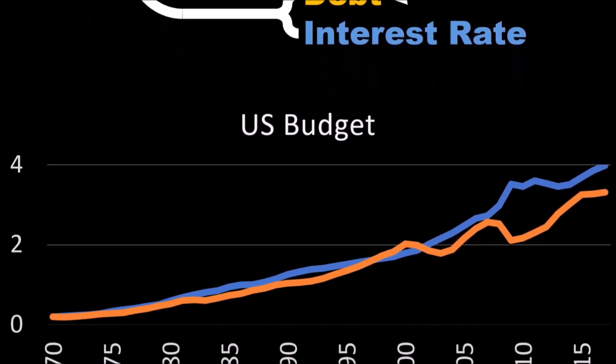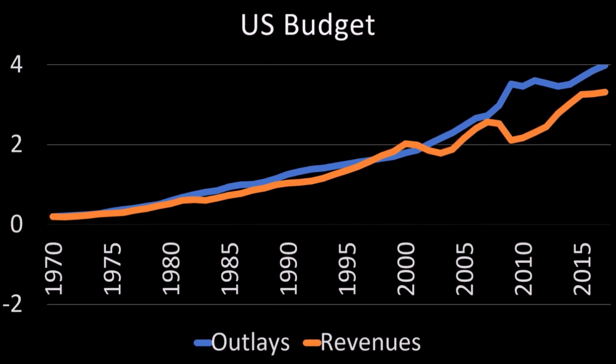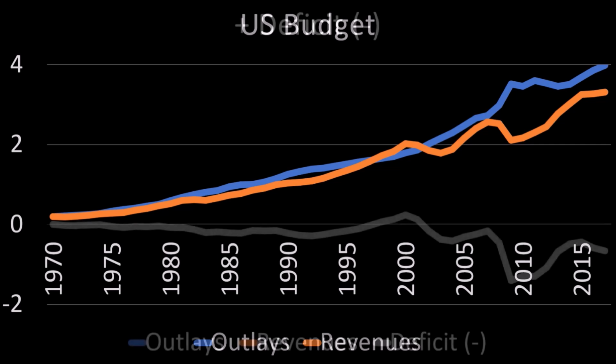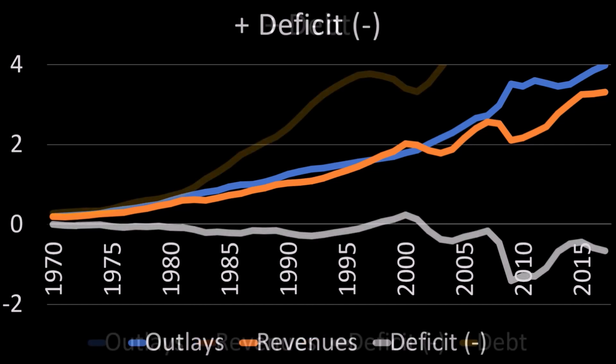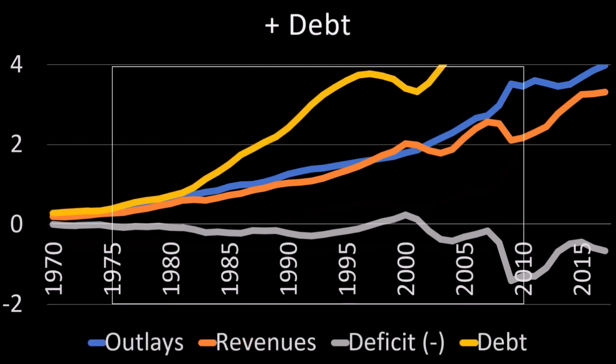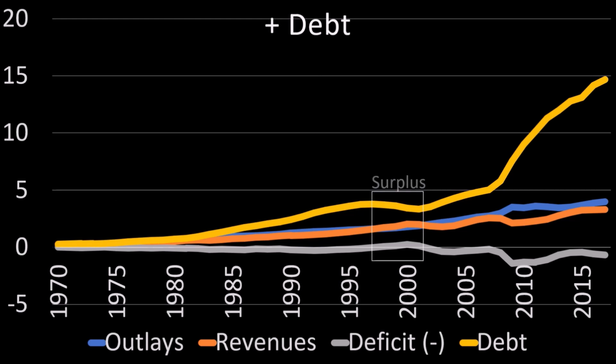Here's about 50 years of outlays and revenues. You can see a big gap right at about 2008. That's the Great Recession. And now you can see that that makes a big deficit. If I add in debt, there's not enough room, so I'll squish it down. Now you can see that the debt is 3 times higher now than it was in 2008.